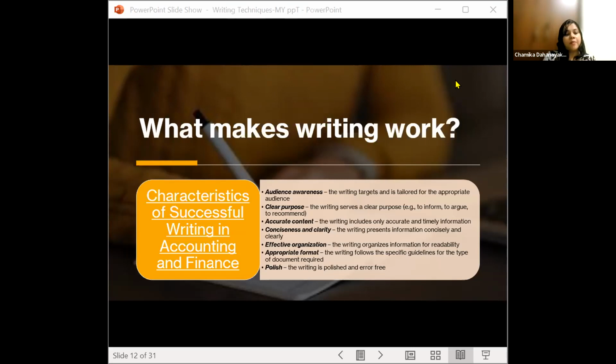Right? And then number five is effective organization. So you need to learn how to organize. Remember what I said about white space or the blank space in your page? So when you talk about organization, even that concept is very important. Right? But how many of you have ever thought that the white space or the blank area in your page is important? Not many people will know that, okay? Next one is appropriate format.